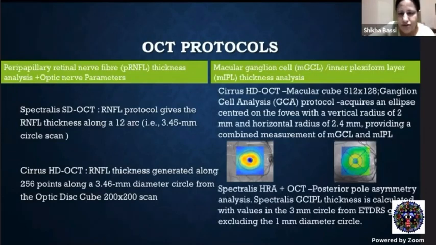In Spectralis, the program's name is Posterior Pole Asymmetry Analysis. And here you can get separate thickness of ganglion cell layer and IPL layer. Here it's not an ellipse, it's a circle of around 3 millimeters diameter that is studied.